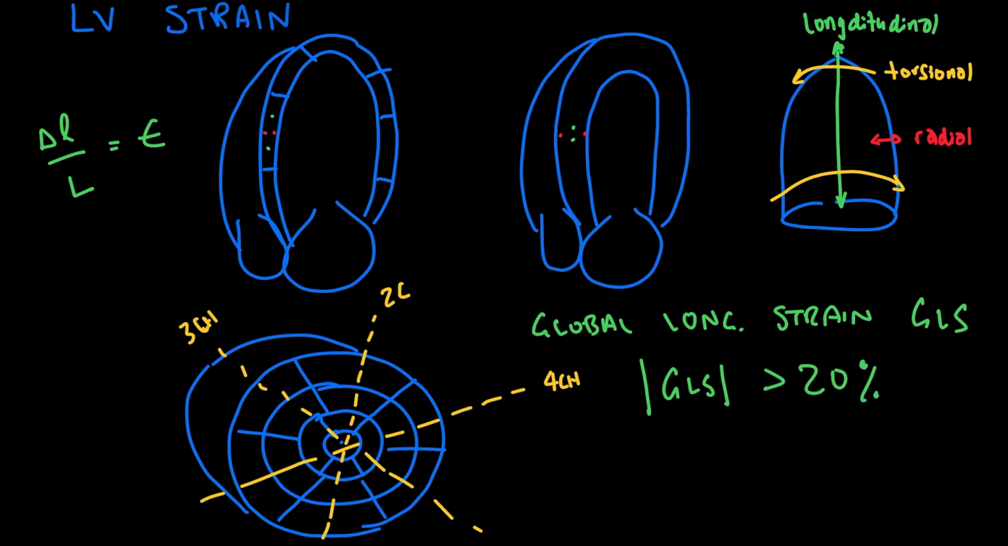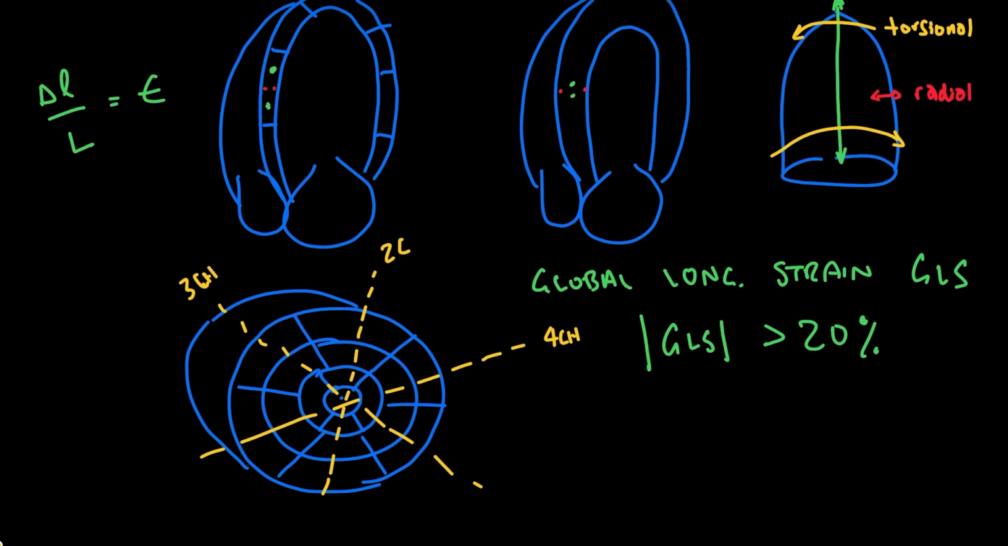What does that mean? If you look back at these green dots I drew, right? They're far here, they come close here. If you do the change in length divided by the total length, that delta L over L should be 20% or more. If the absolute value of strain is not 20% or more, let's say it's 15% or 10%, that means that your ventricle is not moving as much as it should, and that can be an early warning before your ejection fraction drops.